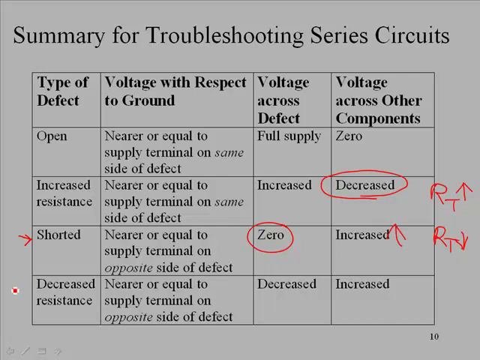Then decreased resistance. Now again, this is similar to a short, but it is not quite as severe. And we'll see the same fault here. The voltage across the defect. Now notice with the decreased resistance, the voltage has decreased, but it isn't zero because there is still some resistance there. And the voltage across other components will increase, but it won't increase as much because there is still some resistance in that component. So this is a summary for troubleshooting of series circuits.